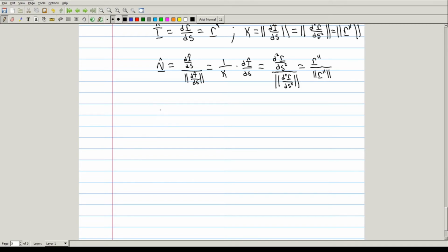And lastly, we have that b hat, or the unit binormal vector, was equal to t hat cross n hat, which again we can re-express as the first derivative of r with respect to arc length cross the second derivative of r with respect to arc length, divided by the magnitude of this vector. So the question is how to find the formula for torsion.